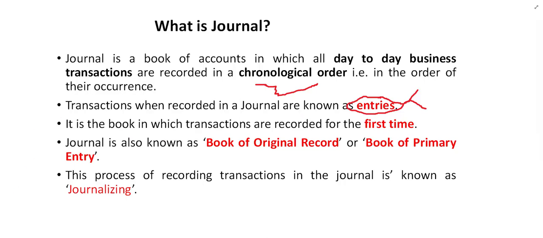After this, the next one is this one itself. A few more points regarding journal. It is a book of account in which transactions are recorded for the first time.